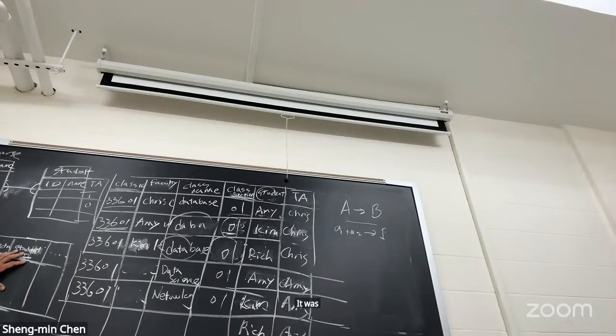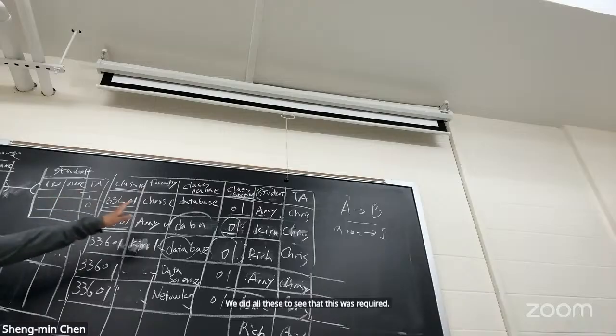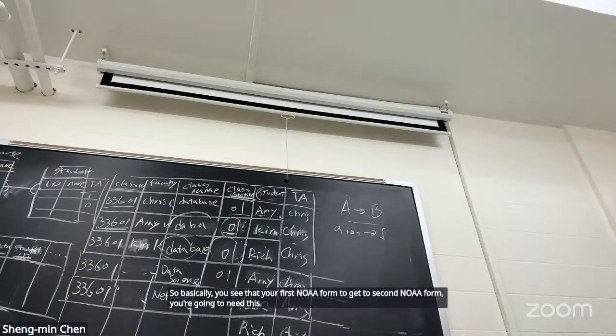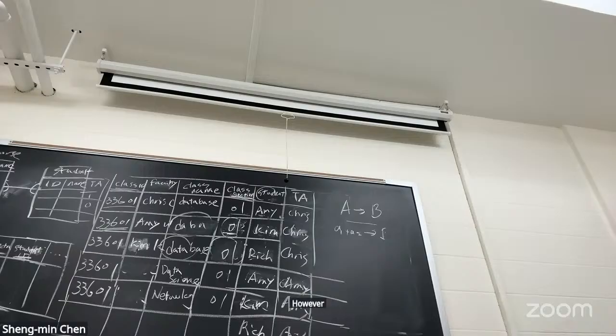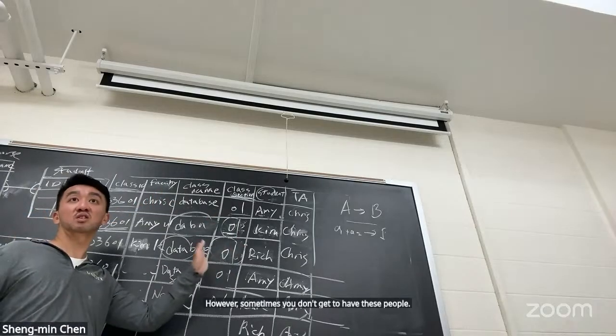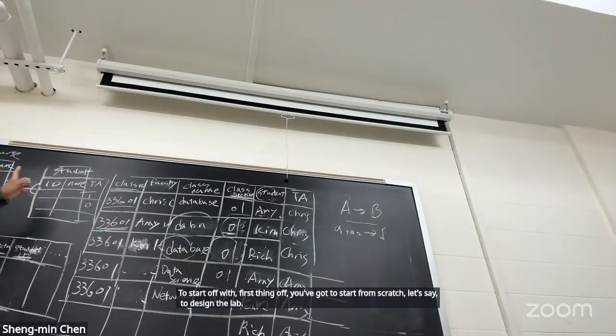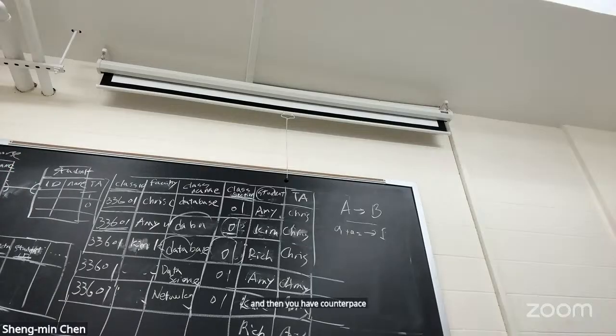And the answer was here. It was literally here. So we kind of did the reverse engineering. I'm telling you that we did all these to see that this was required, to basically see that to get from your first normal form to second normal form, you're going to need this. However, sometimes you don't get to have these tables to start off with first normal form. You're going to have to start from scratch, let's say, to design the lab. And then you come to face a normal situation where there's two entities, and they have a many to many relationship between each other. And you're now thinking, can I just do this? The answer will be no.